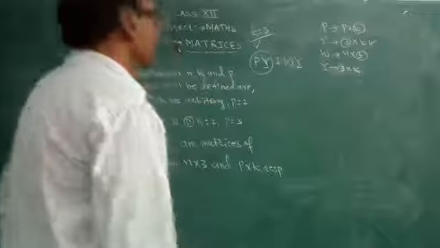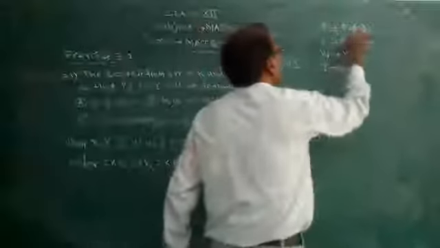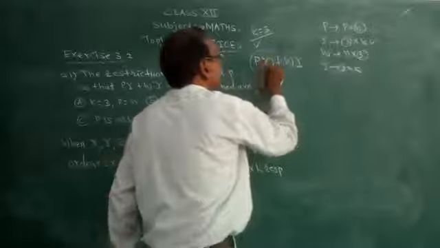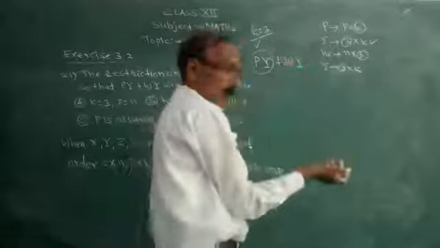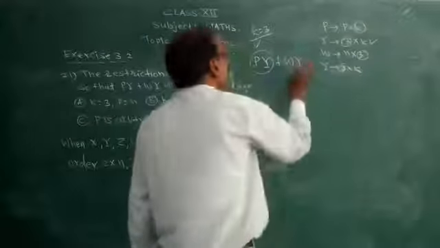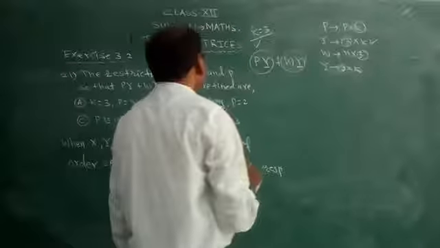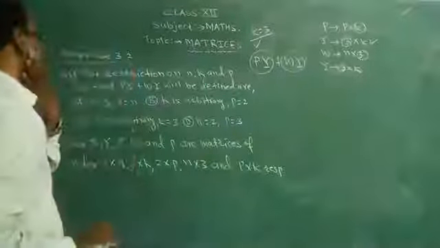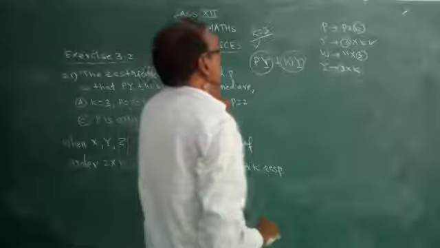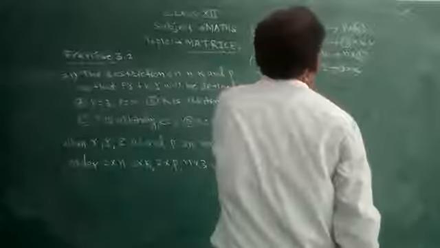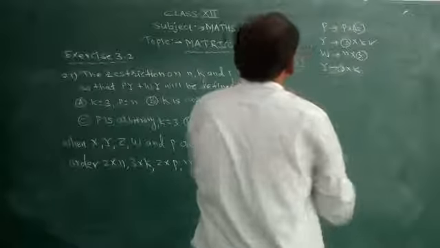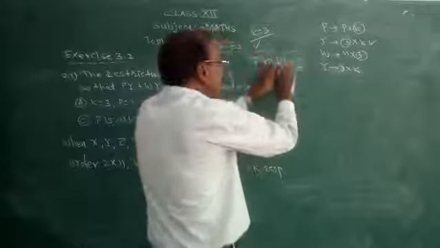K should be 3, because then this will be defined. W into Y will be defined, since the 3s are the same. So here K should equal 3, and N should equal K also. Now this addition will be defined.